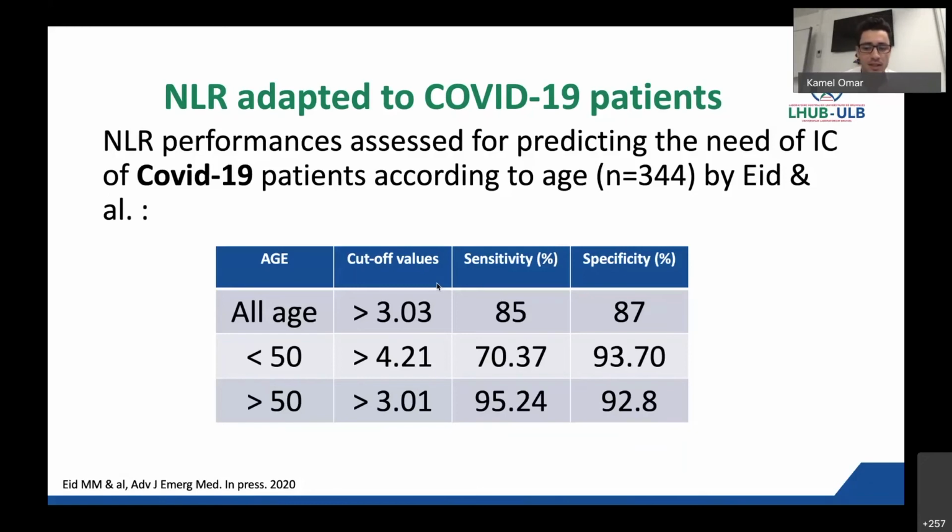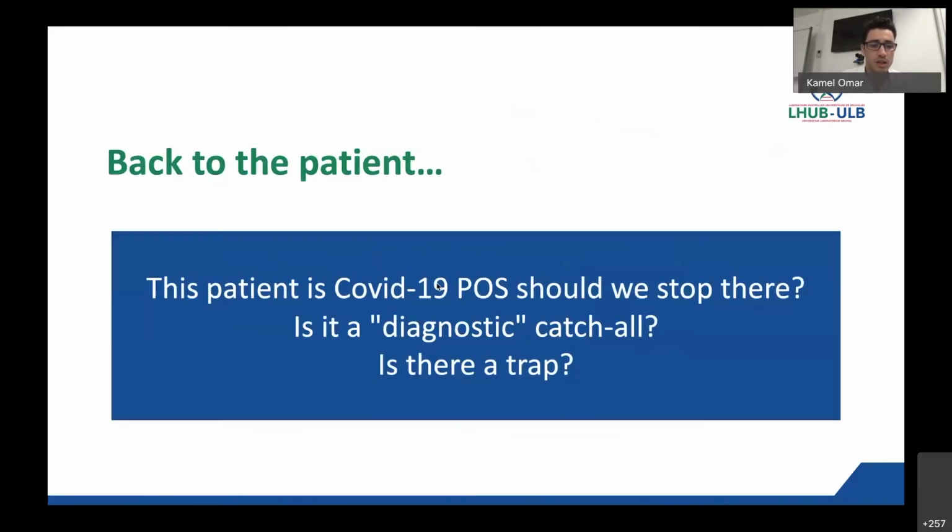And then the high sensitivity of this ratio makes it a quick and simple tool with acceptable efficacy for screening patients who need more attention. And moreover, the high specificity according to age can also make it a good tool for ruling out the low risk patients. So now let's go back to our patient.